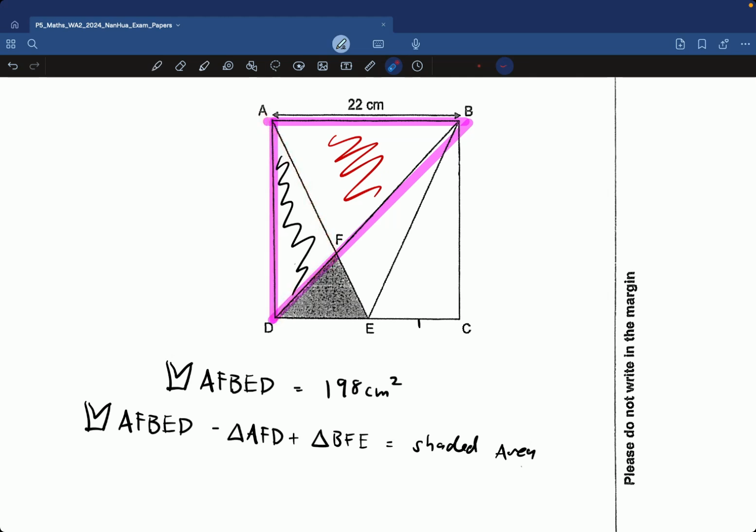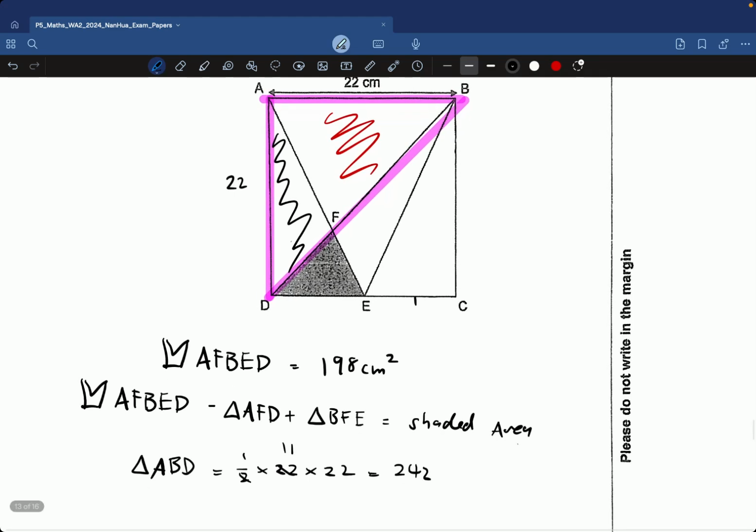So let's do that first. Let's get the area of the purple highlighted triangle, A, B, and D. Since this is a square, this is also 22 for A and D. So this is basically half times 22 times 22, so it's basically 11 times 22. This should be 242. All right, then now we know what ABD is. How do we get AFB over here? If you remember, we know AB, FD. So I'm going to erase everything here first.